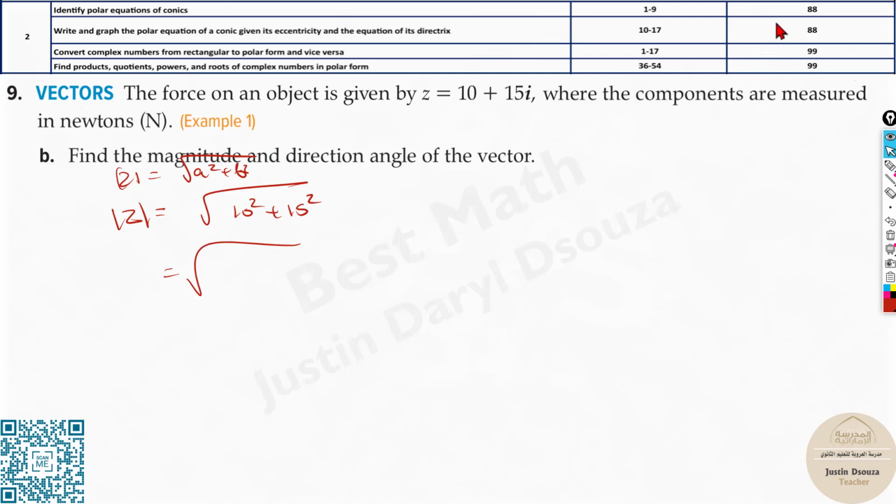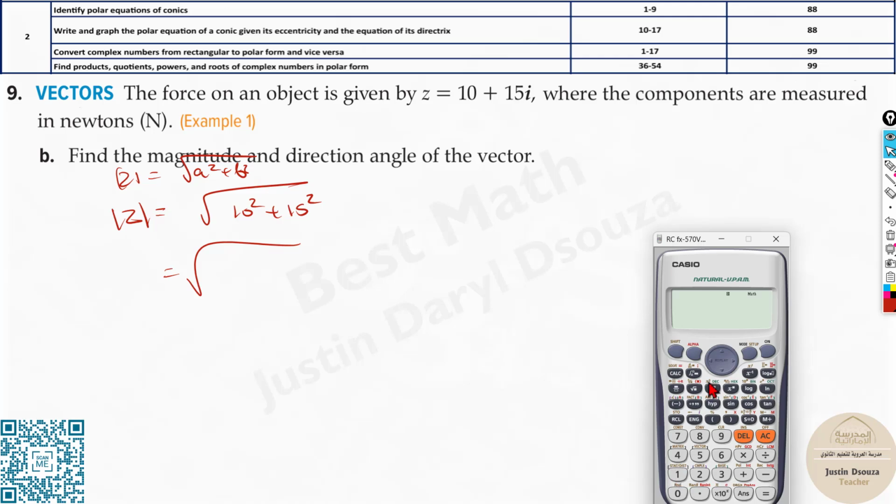So let's just jump to the answer. Let's use the calculator and solve it. All you do is square root and just 10 squared plus 15 squared. And the answer is 18.03. They did not tell us to round it off to anything. Let us just take the modulus as 18.03.